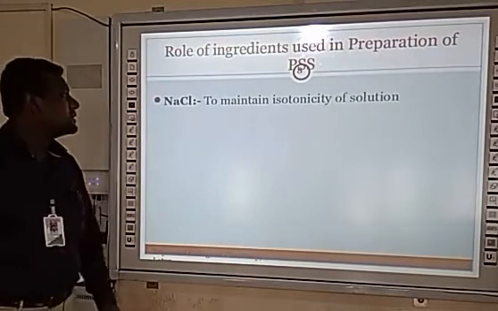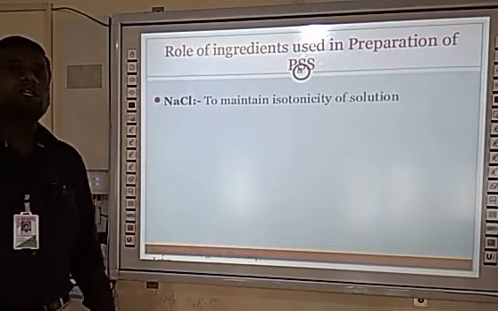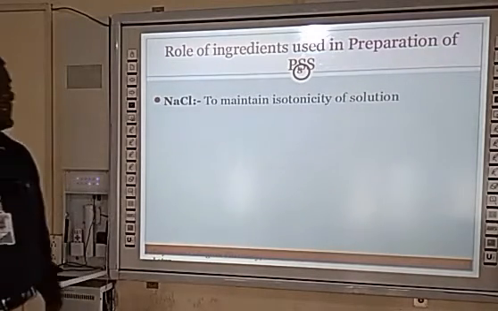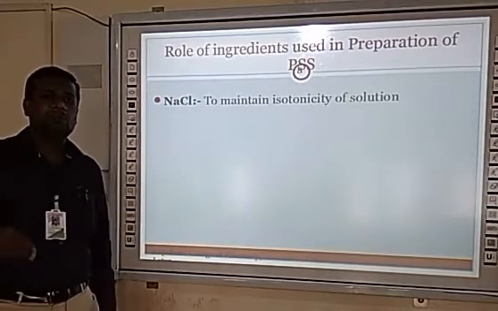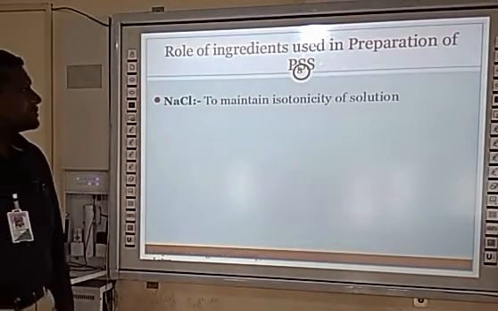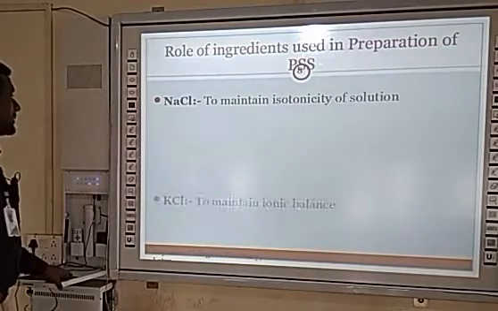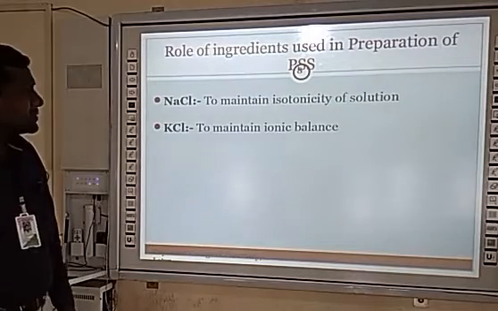So the role of sodium chloride is to maintain isotonicity of the solution, meaning to maintain the same osmotic pressure as our blood plasma. So that is sodium chloride, the role of sodium chloride being to maintain isotonicity of the solution. Okay. Next one is potassium chloride. So what is the role of potassium chloride?